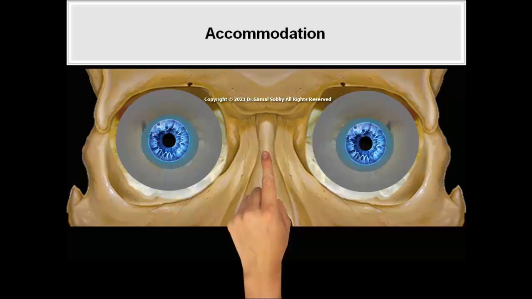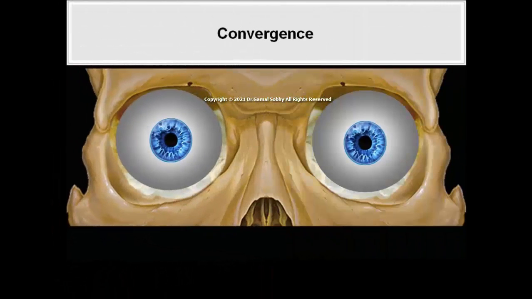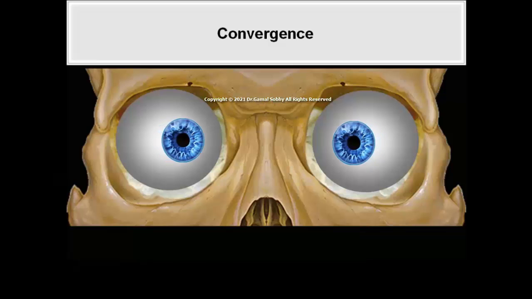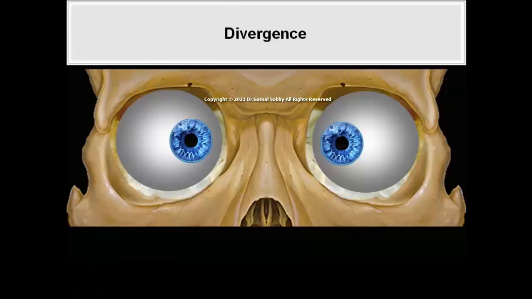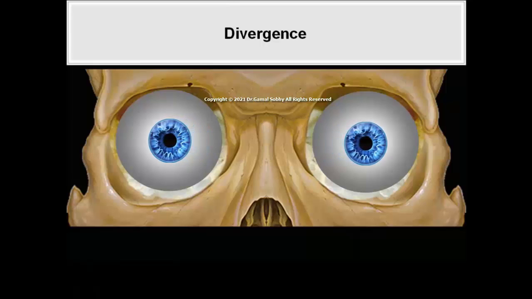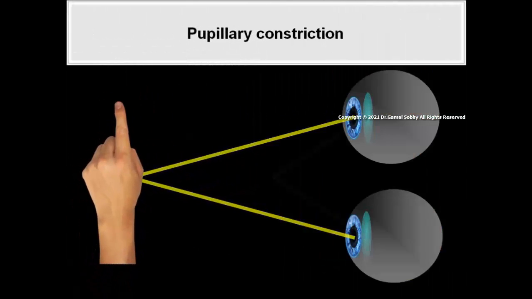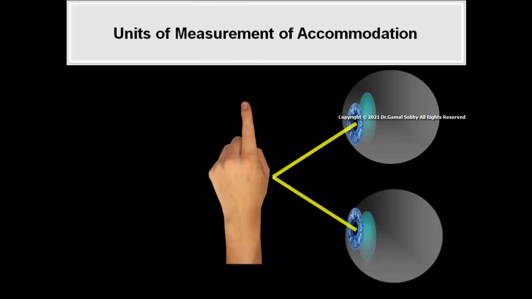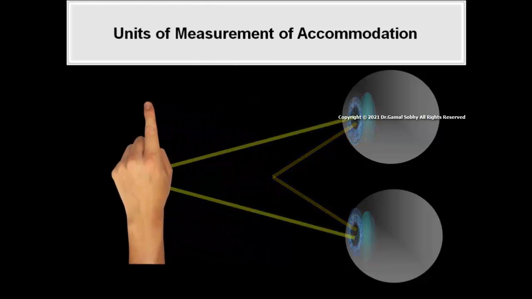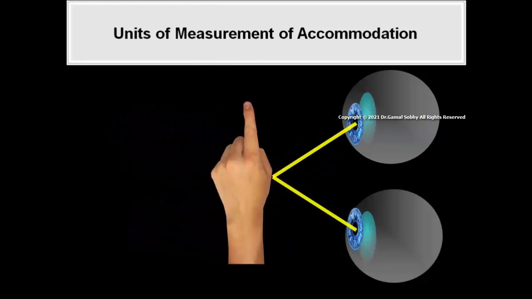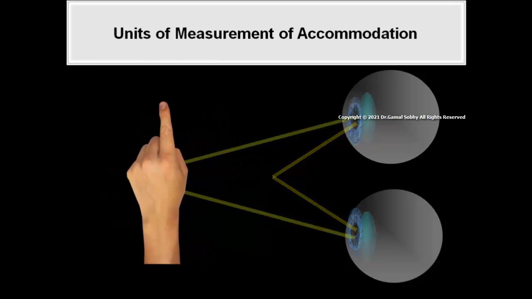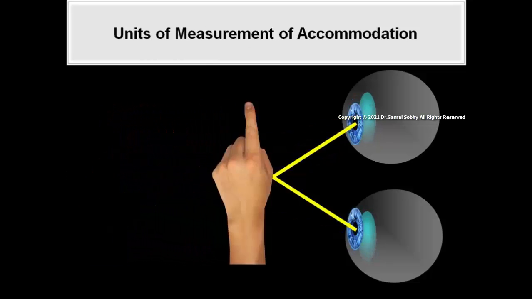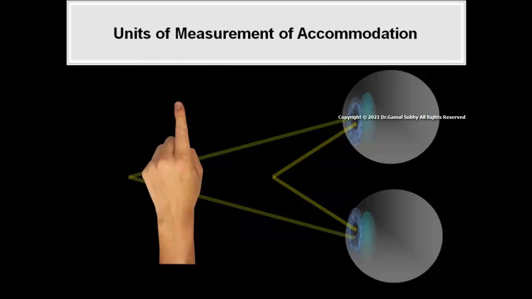The change in the relative position of the visual axes is known as convergence when the angle formed by the visual axes increases, and is called divergence when the angle formed by the visual axes decreases. In addition, with fixation at near vision, pupillary constriction occurs. The near vision complex is the association of accommodation, convergence, and pupillary constriction during fixation at near.